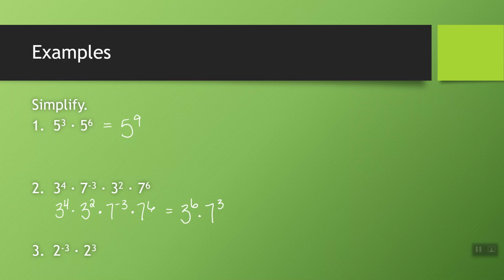Number 3, we have 2 to the negative 3rd times 2 to the 3rd. So we add negative 3 plus 3, and that's 0. So 2 to the 0. And you can go ahead and write that as 1.